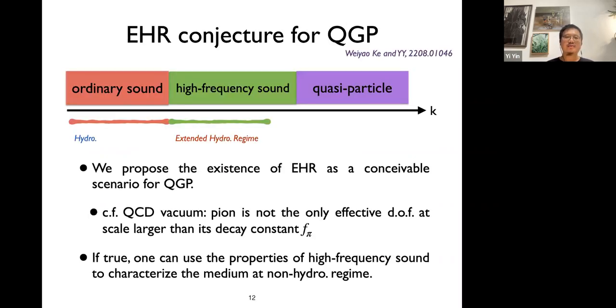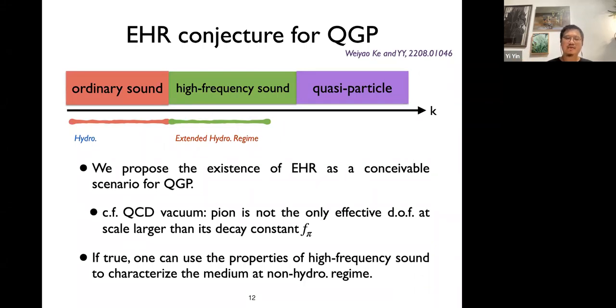And so now comes to our conjecture. We see that the high frequency sound modes will dominate in a class of non-relativistic condensed matter systems. We see such an extended hydrodynamic region also exists for the weakly coupled kinetic theory or strongly coupled super Yang-Mills theories. It's natural to consider that this region is also there for the quark-gluon plasma. And so this is our conjecture: it's possible that if we increase the gradients for the QGP, we have an intermediate region where the high frequency sound for the QGP dominates the response.